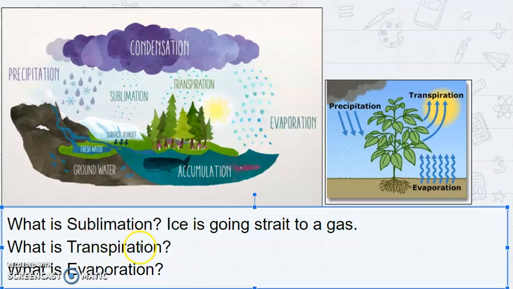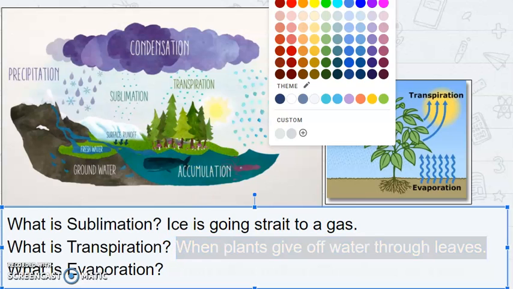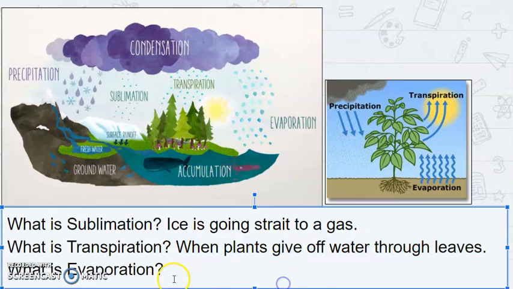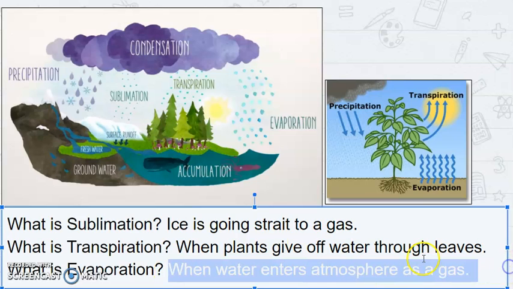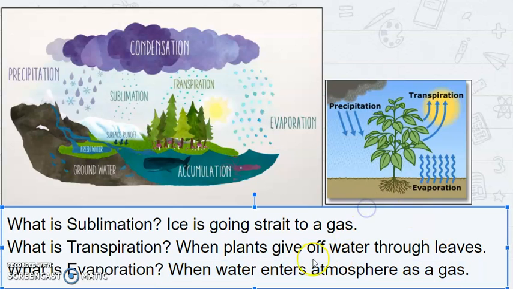What is transpiration? The picture shows us that transpiration is when water comes off the leaves of a plant and goes right into the atmosphere as a gas. I thought this would be cooler than typing it out, but I don't think so anymore. We'll do it anyways. All right, what is evaporation? Evaporation is when water enters the atmosphere as a gas. So the sun heats up water, and water goes in the atmosphere as gas or water vapor, which you feel on a humid day. This picture shows that as well.